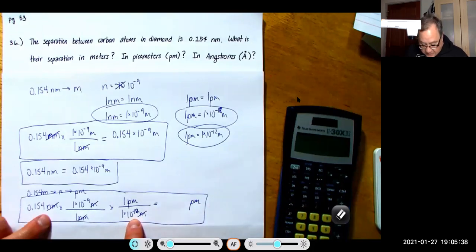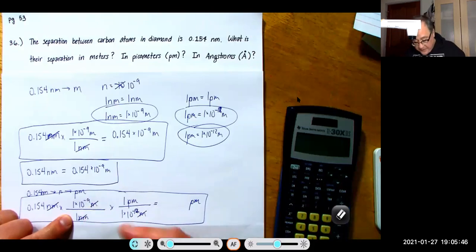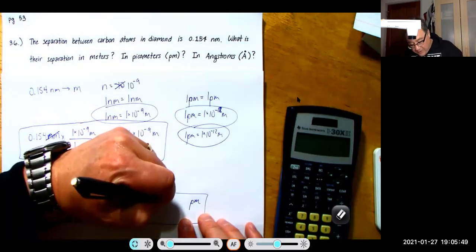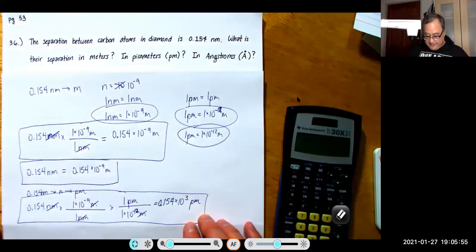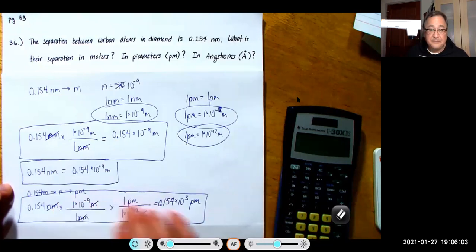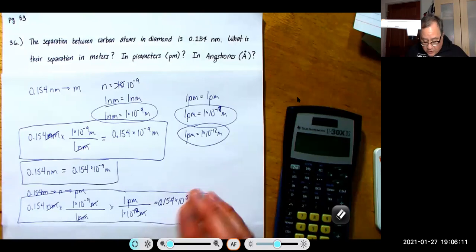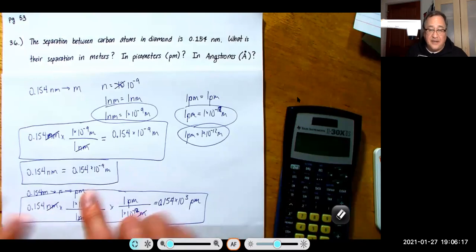So here, 10 to the minus 12, if I put it in the numerator, it becomes 10 to the positive 12. 10 to the positive 12 times 10 to the minus 9 is 10 to the positive 3. So this is 0.154 times 10 to the 3 picometers. And of course, you could write this as 154 picometers. Any questions about this one? There are other ways of doing it, and this isn't the only way, but as long as what you've written out has units in it and the top equals the bottom, that's going to be fine.